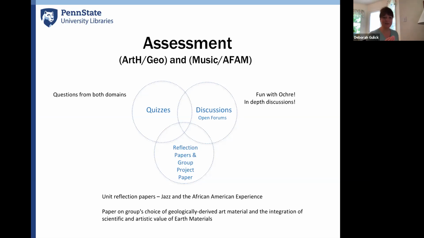And of course, that was the very first one that they did. It was a little bit more simple. They got a little bit more in depth as they went on into the rest of the course.